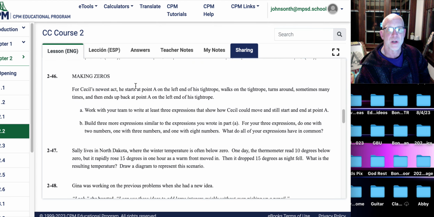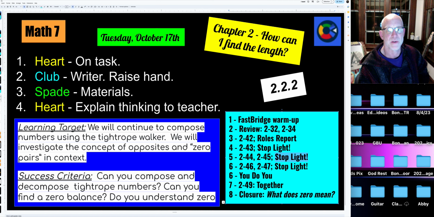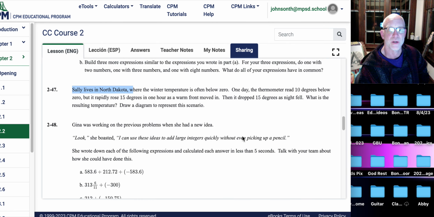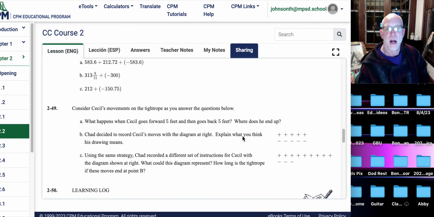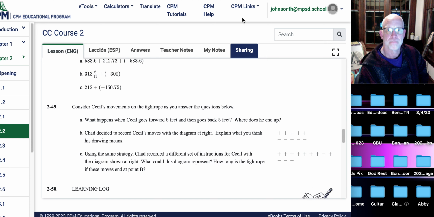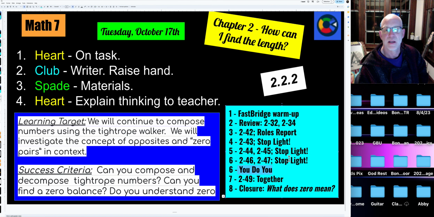In 246 and 247, we're going to make zeros. And then we're going to talk about Sally in North Dakota. If you get done with those two, stoplight, and then that's a you-do-you time. And then we're going to work on 249 together. 249 is a problem that's using pluses and minuses to create zero pairs. Okay. And then after we finish that one together, we close with what does zero mean?